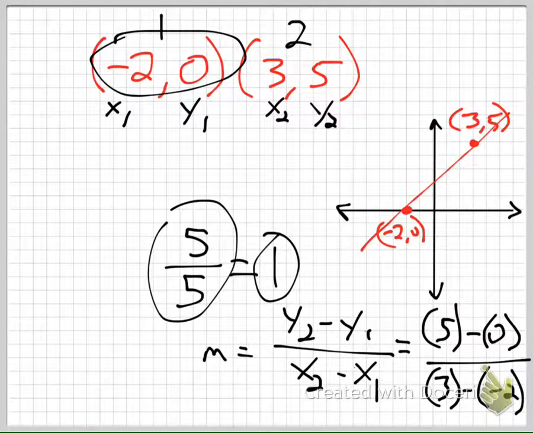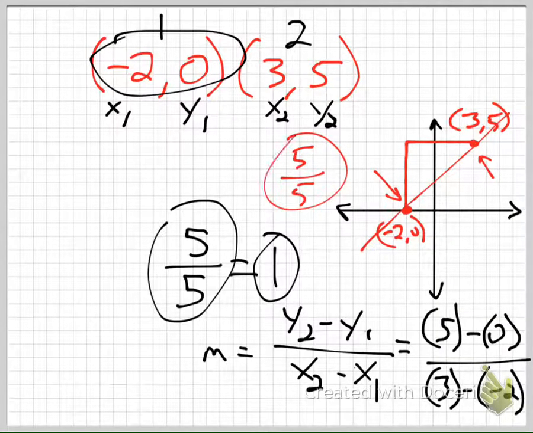And how did we get from point 1 to point 2? Well, we went up 5 and then over 5. Up being positive 5, so the rise was 5 and the run was 5. We're still at 5 over 5, which is still 1. Does that make sense? Yes. Okay, we've done this. That's it. That's the tough part. If you can do that, you're in good shape.